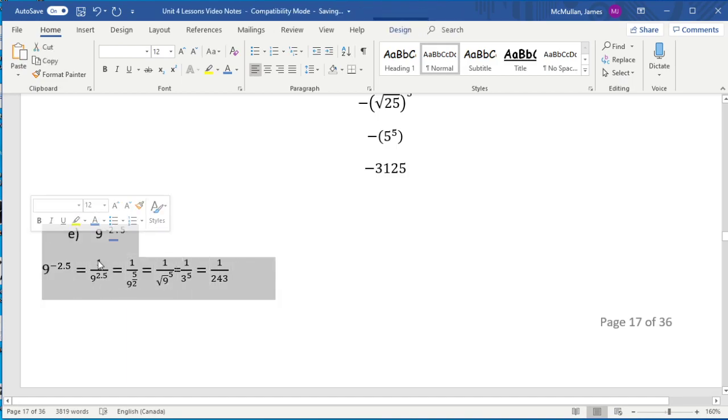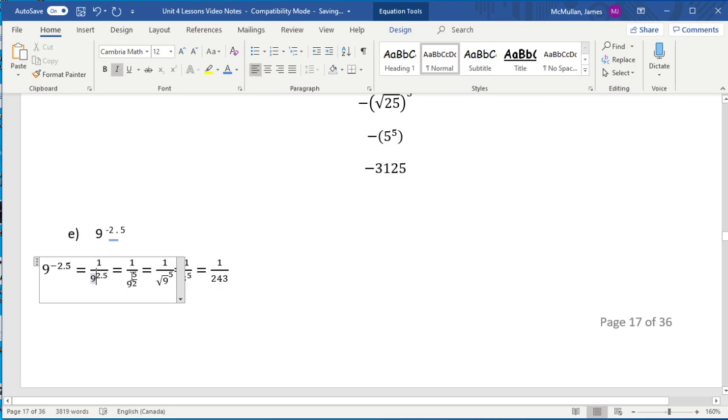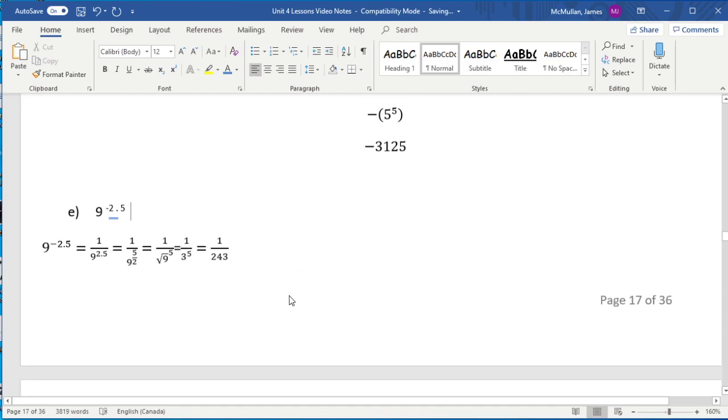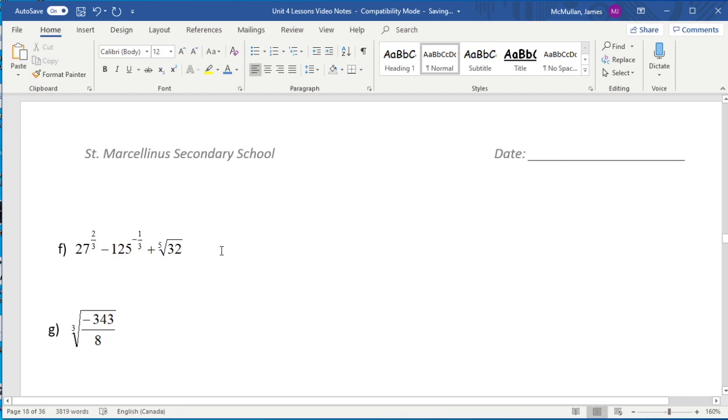Again, try this one on your own. Go through what I just did. Why did I change 2.5 to 5 over 2? Why did I change negative 2.5 to positive? And how did it get into the denominator and so on? These are steps you want to make sure you understand so that when you're doing it on your own, you're confident you're able to finish it. Okay? This one here is a little bit trickier.